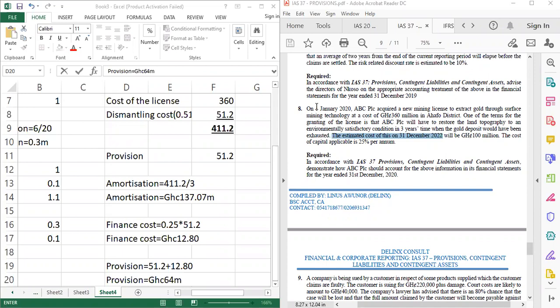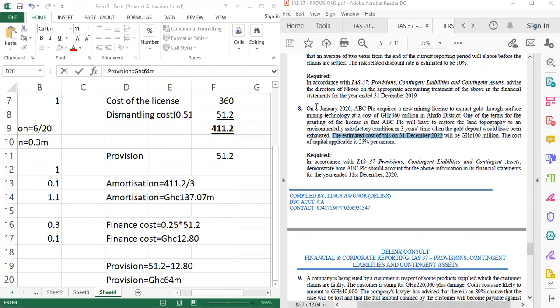So they are saying that if you don't bring back the land to its original condition, we are not going to give you the license. So the dismantling cost, or the cost of bringing the land to its original position, is what we call the dismantling or the recycling cost. You are incurring this cost as a result of the license, but you are going to pay 100 cedis in 3 years' time, but you are acquiring the license today. So the present value of the license is 360.